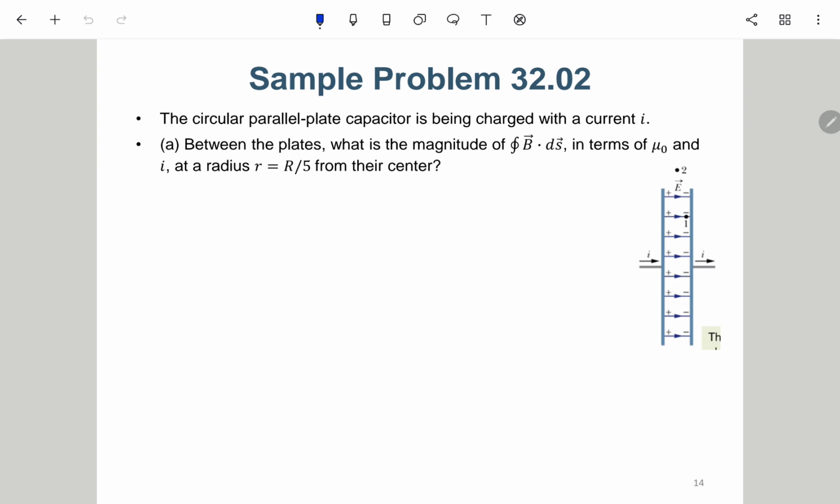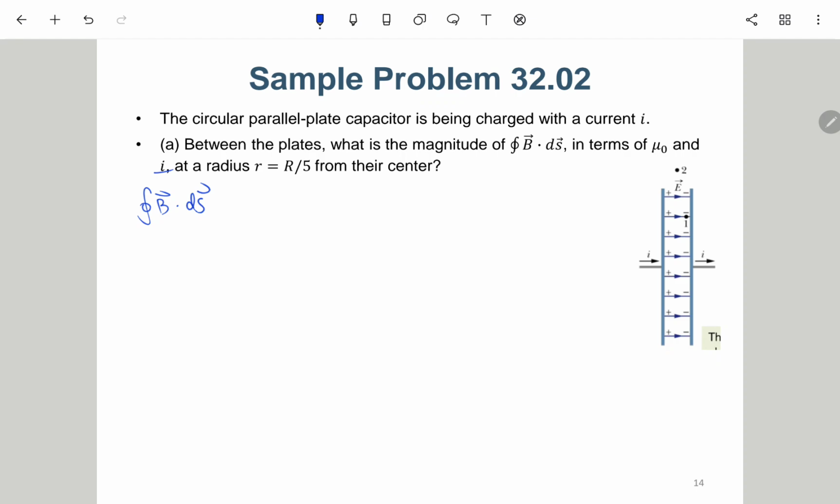So here we have another sample problem. It says the circular parallel plate capacitor is being charged with a current I. Between the plates, what is the magnitude of this line integral of B dot ds in terms of mu0 I at a radius r equals capital R over 5? So here we just make use of the integration of B dot ds, and then here the displacement current.